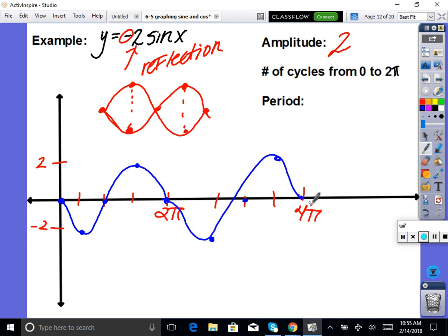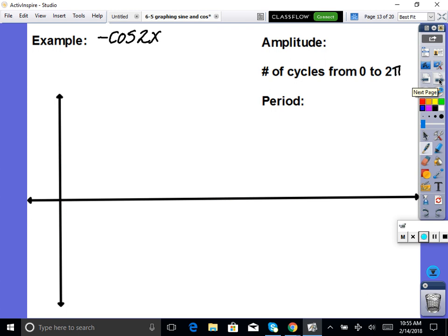Okay. Do you guys need to try one by yourself with a negative and a cosine? You're sure? How sure are you? Just try, it will take you about 40 seconds. So why not just try to make sure.